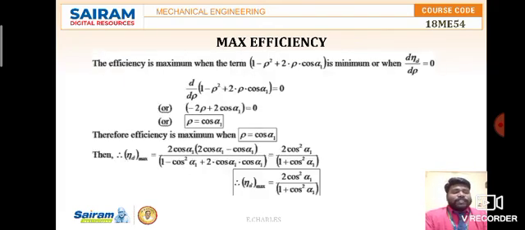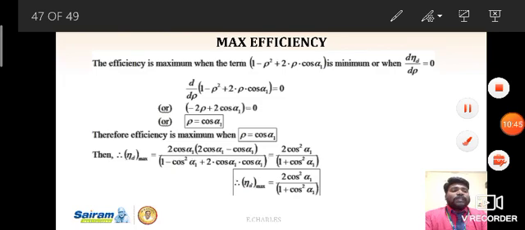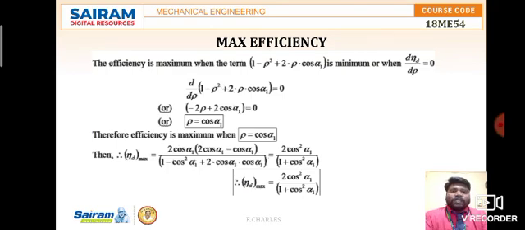Now coming to the maximum efficiency. To get maximum efficiency, we should differentiate the equation. Whatever equation we get, if we differentiate it, we will get the maximum efficiency. So efficiency is maximum when the term 1 minus rho square plus 2 rho cos alpha 1 is minimum, or when d(diagram efficiency) by d rho is equal to 0. If it is equal to 0, then we will get the maximum efficiency.